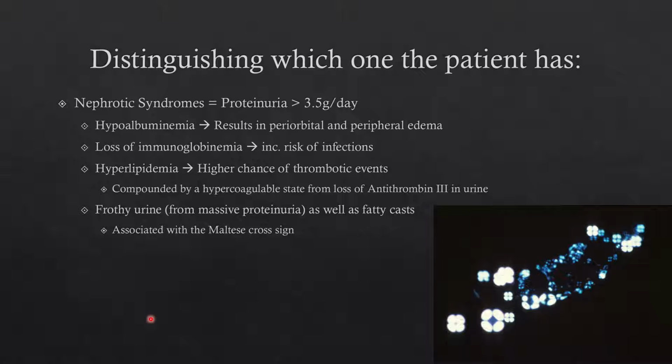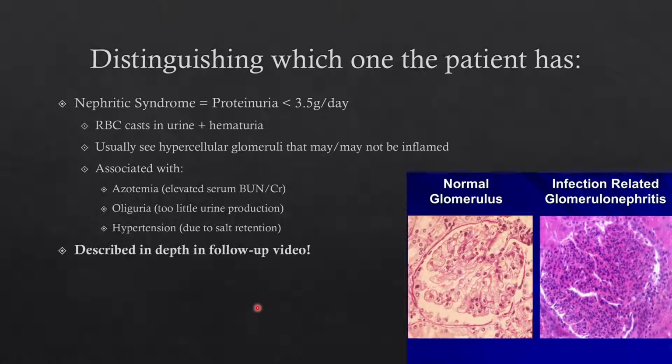They will also have, due to this massive proteinuria, frothy urine, as well as fatty casts. And the big thing with the fatty casts, and what you may be asked about on an exam, is that they are associated with the Maltese cross sign. So let's say you get a question, and on the attachment, or you're just looking at the urinalysis and the lab sends this back, and you see this really weird, almost cross-like shape with a diamond in the center. Sometimes they'll just look like this. This is a Maltese cross sign, and you know that you're looking at a fatty cast inside the patient's urine, which is nephrotic syndrome. And I did say that this was a nephrotic video, but not a nephritic video, so the nephritic video will come after this.